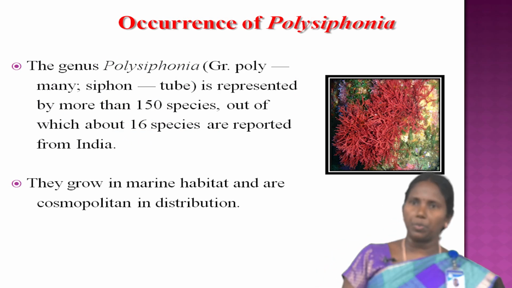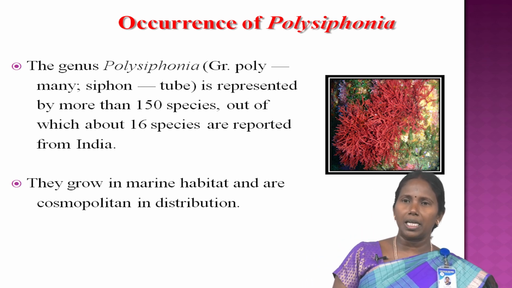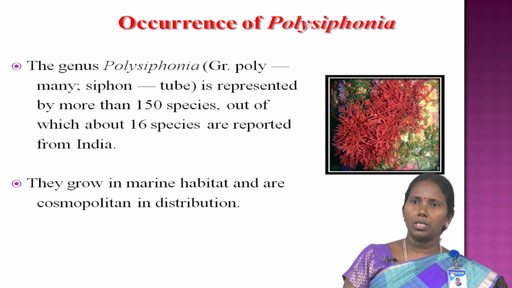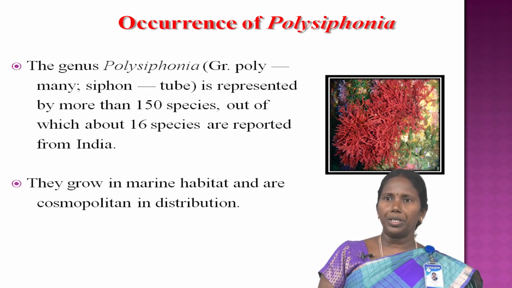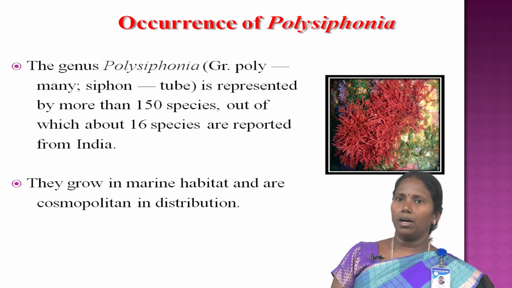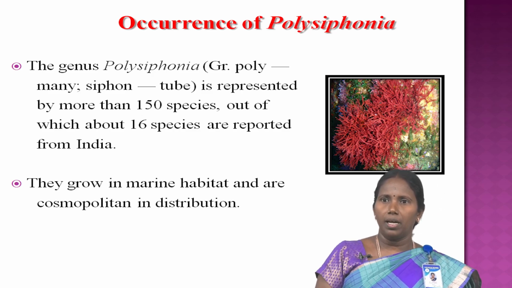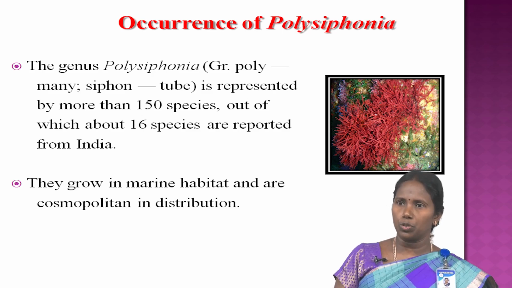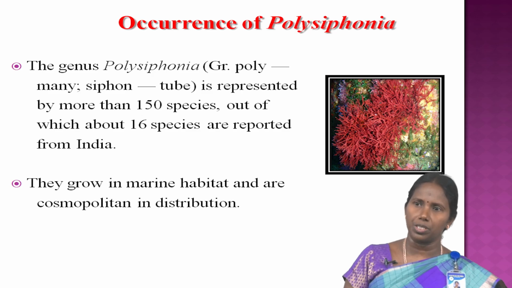Occurrence of Polysiphonia. The genus Polysiphonia is represented by more than 150 species, out of which about 16 species are reported from India. They grow in marine habitats and are cosmopolitan in distribution. Commonly, they are found in littoral and sublittoral zones. In India, they are found on the western and southern coast.